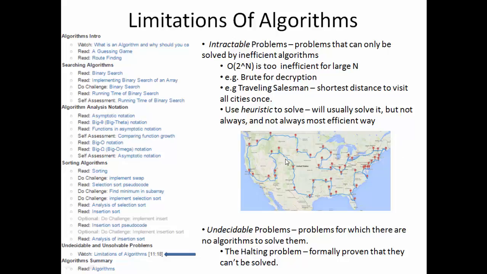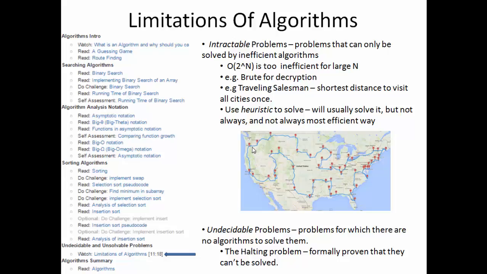Some examples of this: brute force decryption, where if you've encrypted something and the computer wants to try all possible combinations, say to try and find your password, it tries A, AB, tries all possible combinations. If you have a reasonably large password, then the brute force becomes intractable.